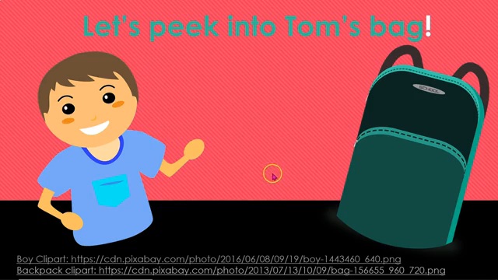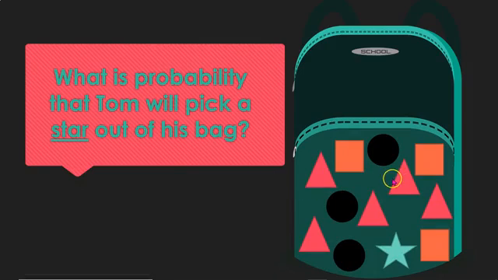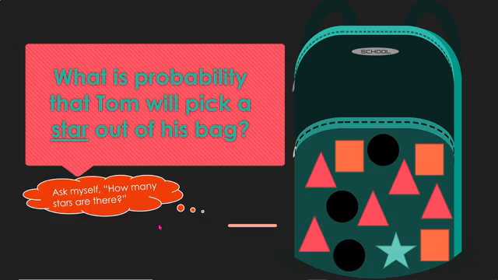We're going to take a peek into Tom's bag. Tom asks, how can we use my bag for probability? Inside Tom's bag, we have a lot of different shapes. I want to know, what is the probability that Tom will pick a star out of his bag? I'm going to ask myself, how many stars are there? When I look in the bag, I see that there is 1 star. That means that there is 1 chance of picking a star, so my numerator will be 1.